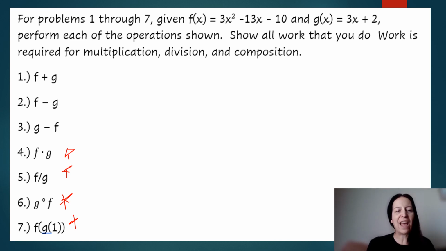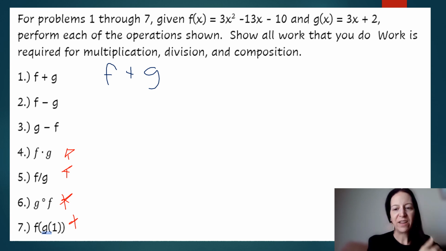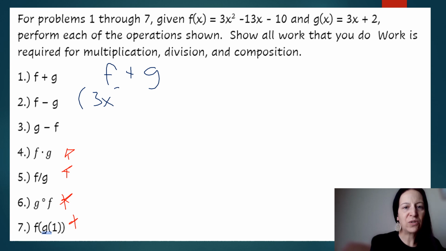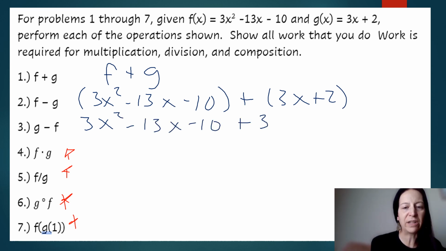So for the first one, f plus g. I think I have 4 duplicate slides here, so I can spread out my work. So we have f, which is 3x squared minus 13x minus 10. And we're going to add to that g, which is 3x plus 2. And when you're adding, you can just remove the parentheses. They are cosmetic. They set the 2 functions apart, but mathematically, if you're just adding stuff, it doesn't do anything.